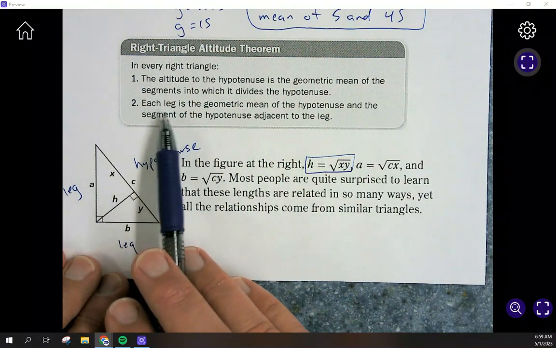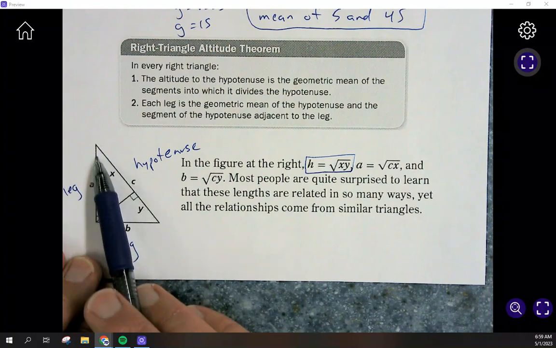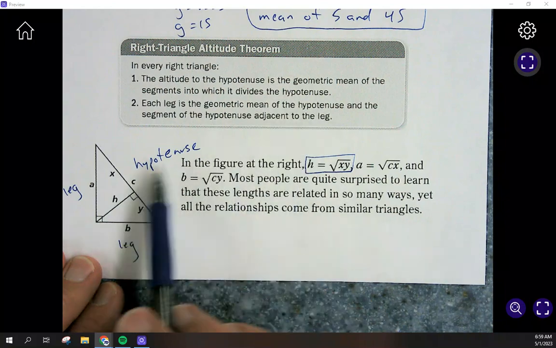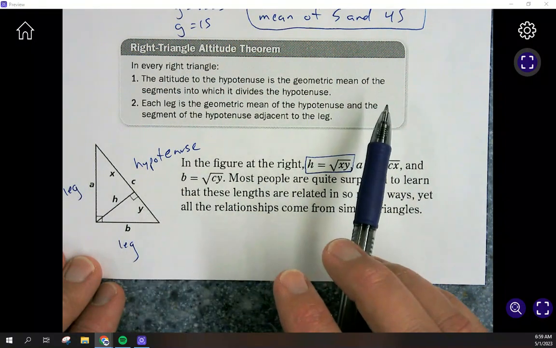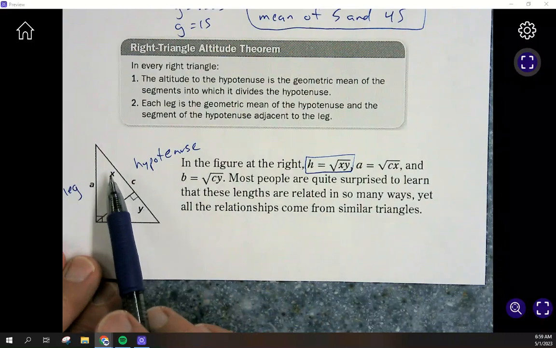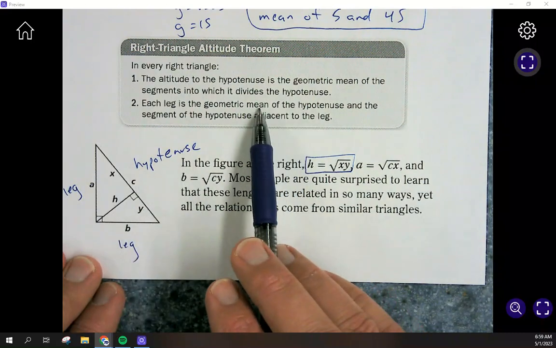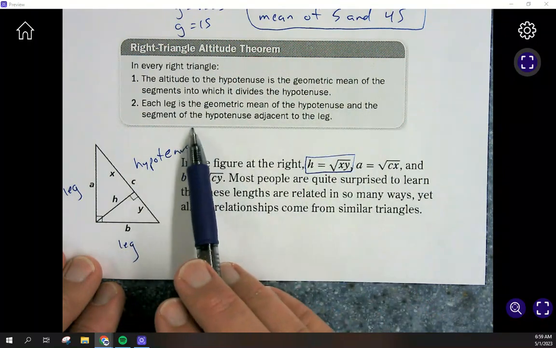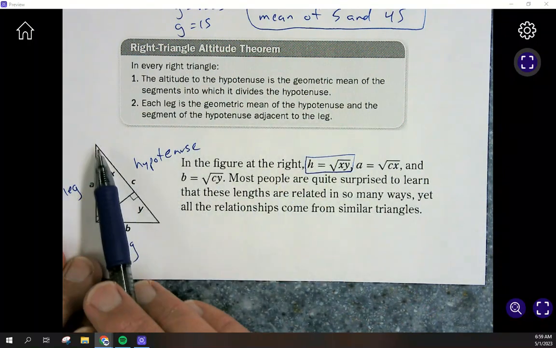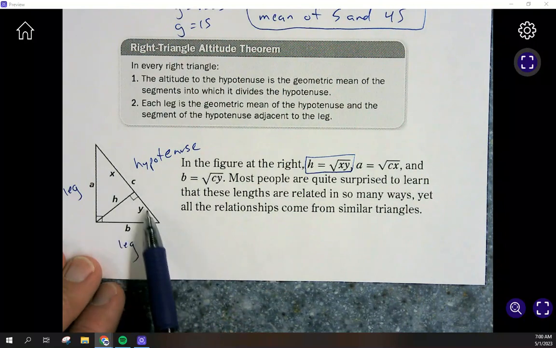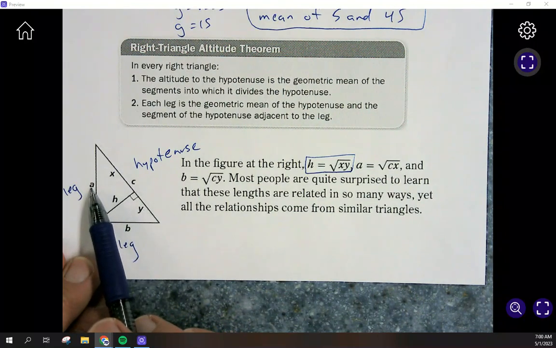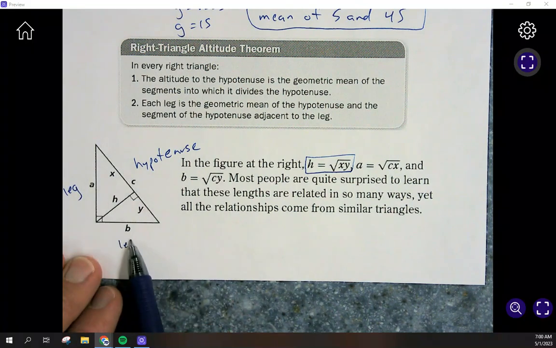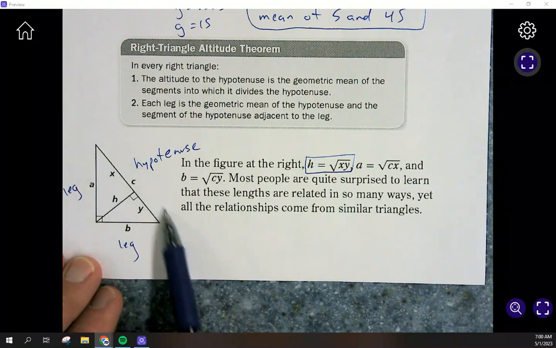Number two, each leg, so B and A, you can see we're looking at those, is the geometric mean of the hypotenuse, which is the entire side here, which we'll call C, which would be x plus y, but in this case we're going to call it C. So the leg A is the geometric mean of the hypotenuse C and the segment of the hypotenuse adjacent to the leg, meaning the hypotenuse gets cut into these two pieces. We're looking at the piece that's closest to that leg. So if we're referring to A, we're looking at C times X. And if we're looking at B, we're looking at C times Y.